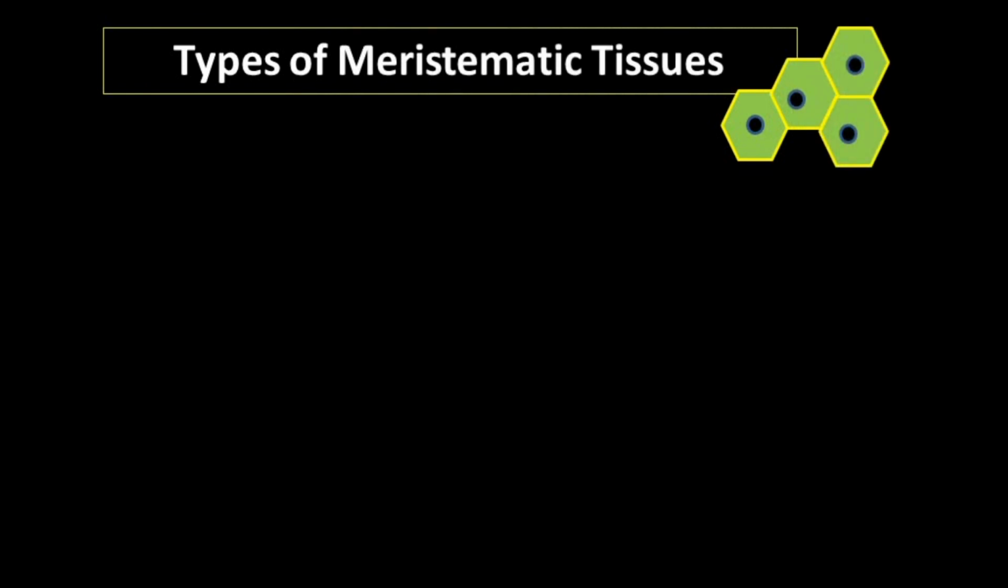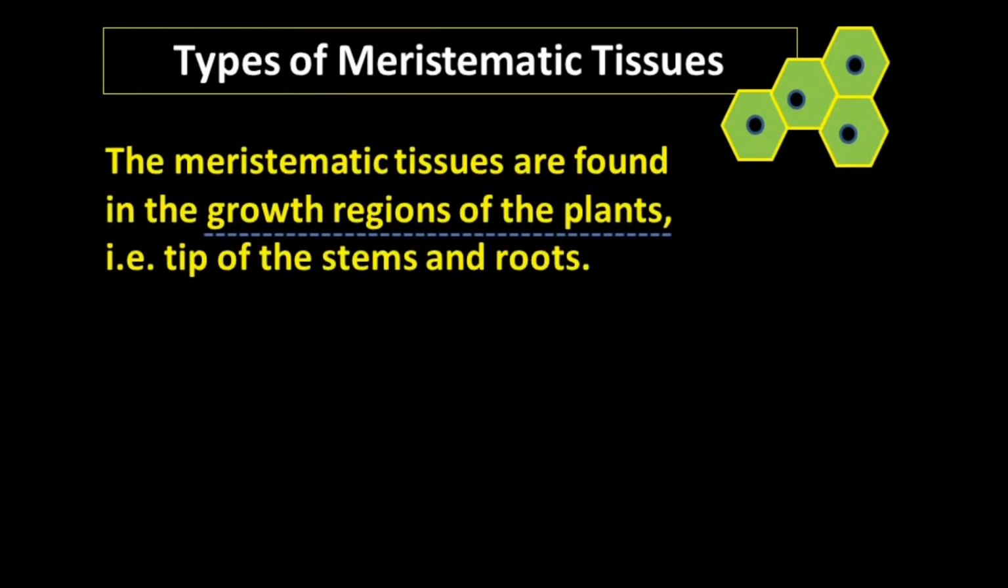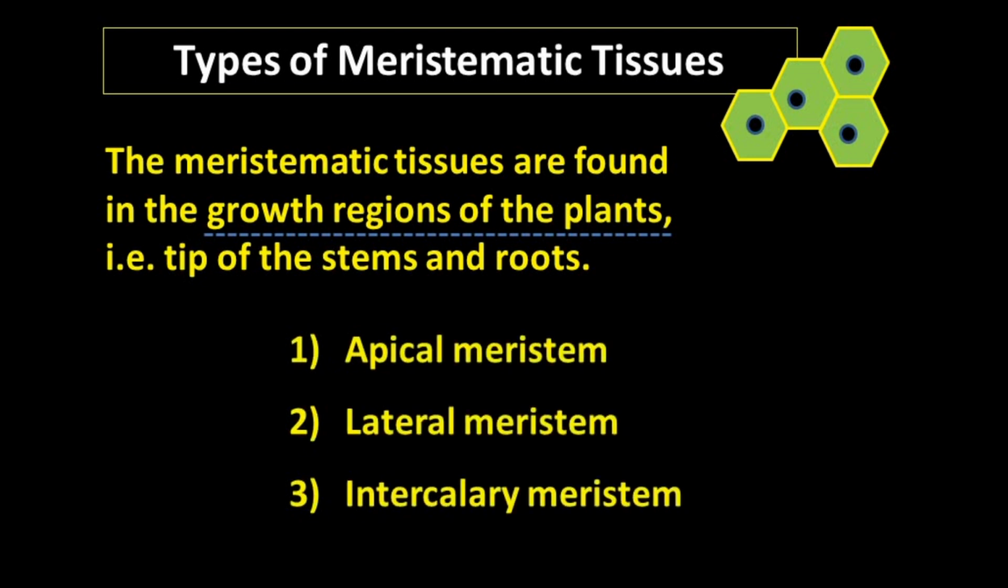Types of meristematic tissues. The meristematic tissues are found in growth region of the plant. Growth region, it means that is the stem of the plant and root of the plant. They are a growing part of the plant. So meristematic tissues are found in growth region of the plant. On the basis of region in which they are found, meristematic tissues are classified into three types: apical meristem, lateral meristem and intercalary meristem.